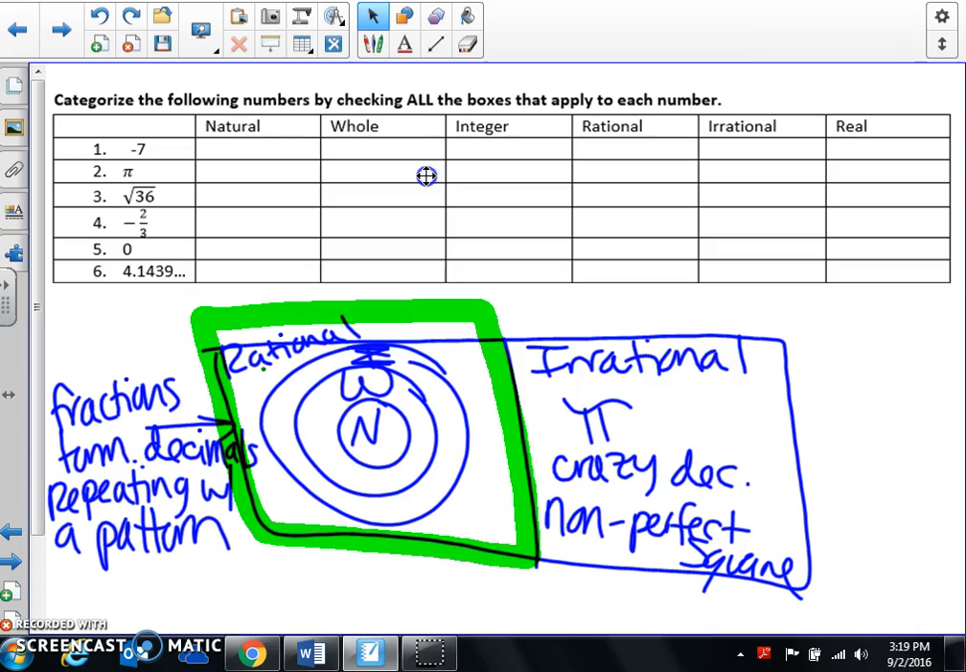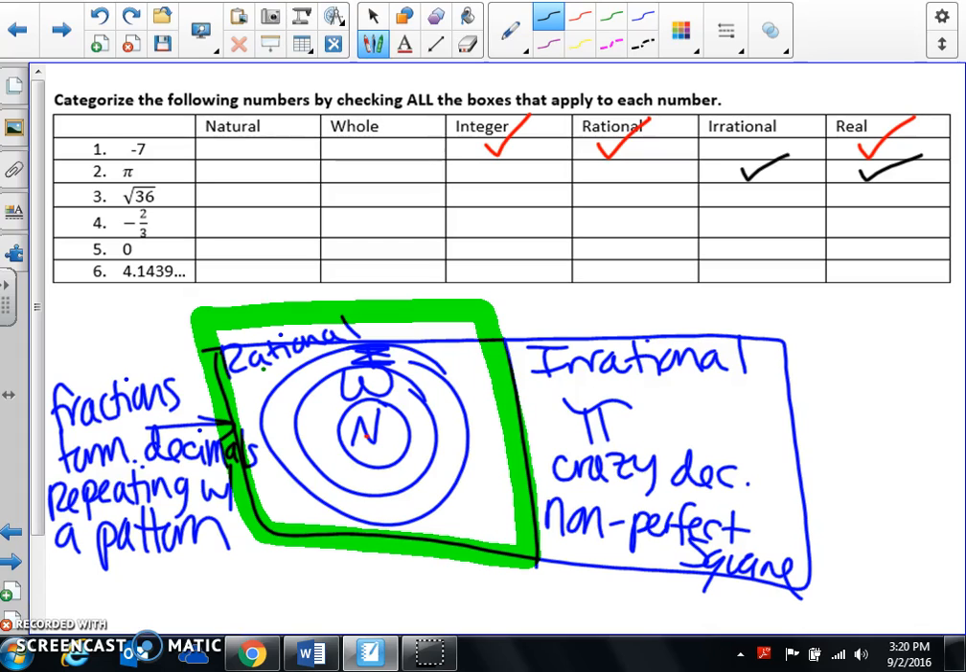So now I go into the smallest group, which is natural. Is -7 a natural number? No. Is -7 a whole number? No. Is -7 an integer? Yes. So if it's an integer, now I go outwards. If it's an integer, it's also rational and it's also real. Okay, let's go to pi. Like I said earlier, you should just rejoice if you see pi because boom, it's on the irrational side. And if it's irrational, it can only be real because there's no other subgroups.